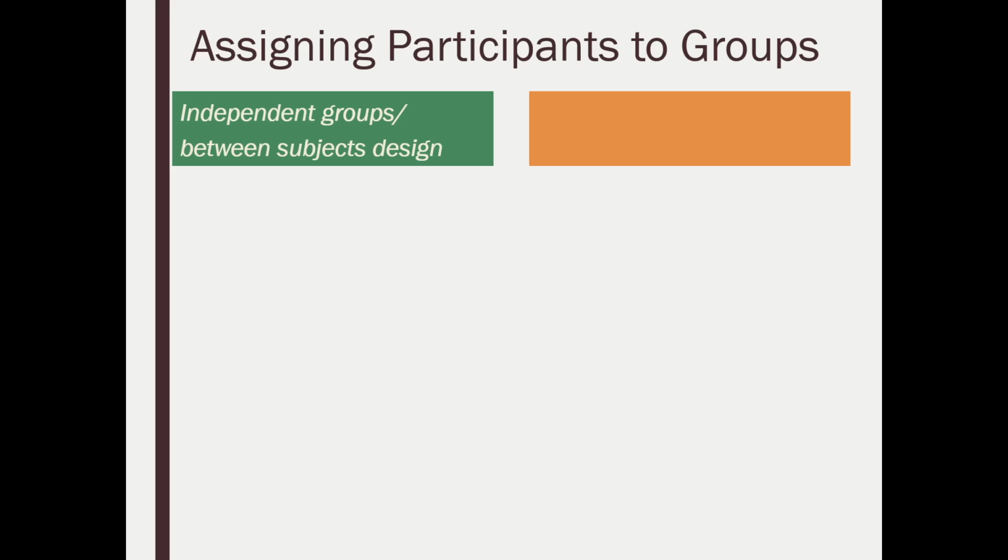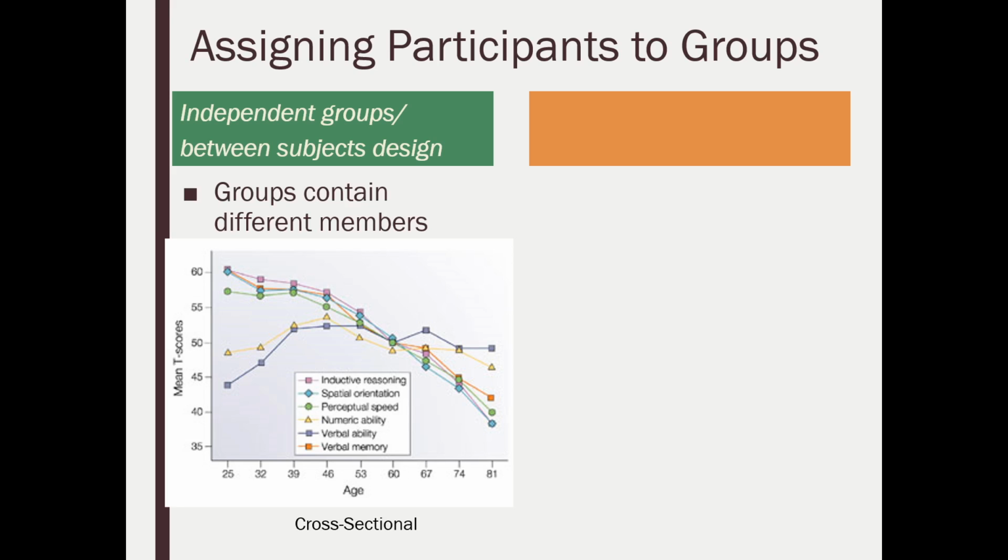So let's start off talking about independent groups. The idea here is that you're going to be making comparisons between subjects. The groups are going to contain different members. So here's an example of a special type of independent groups design, which is called a cross-sectional design.